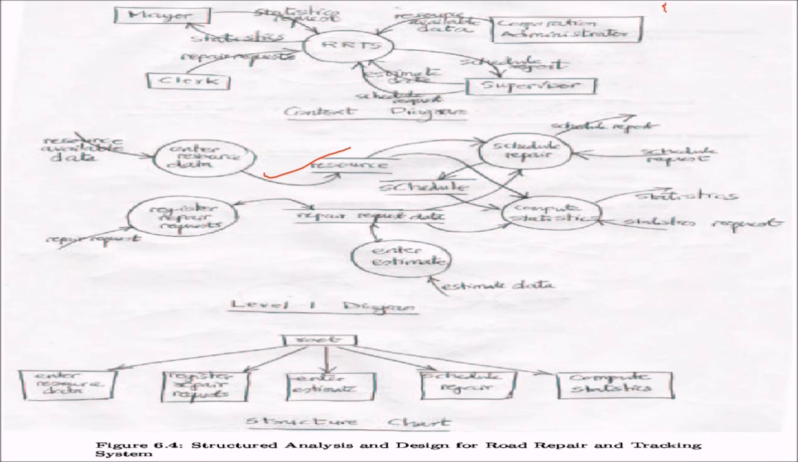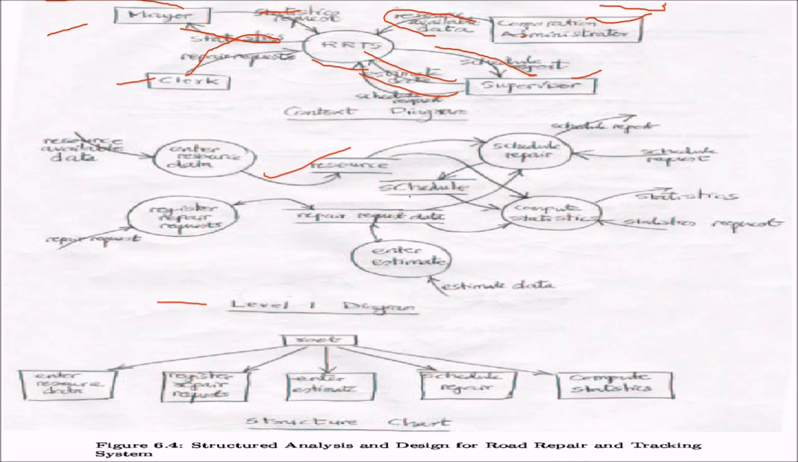This is RRTS. So we have a manager, a clerk, a supervisor, and the administrator. The manager can have statistics requests and get the statistics. The clerk can have repair requests. Then the administrator can enter the resource data. The supervisor has various tasks: estimate data, schedule request, and the schedule report.